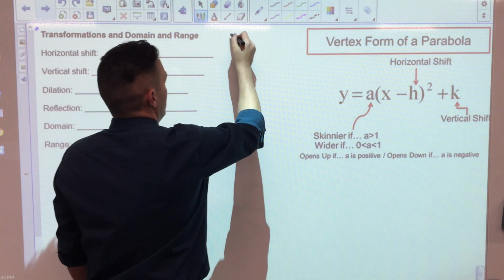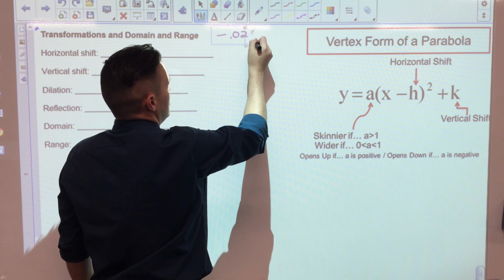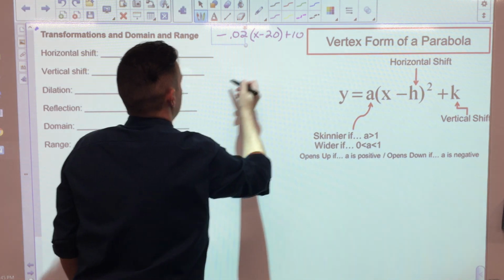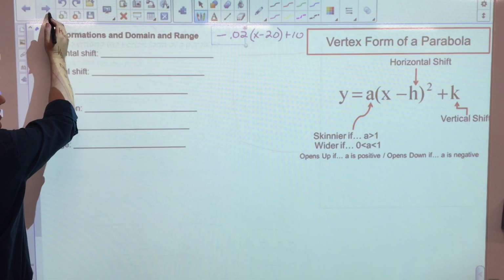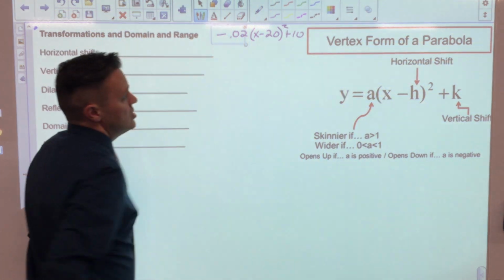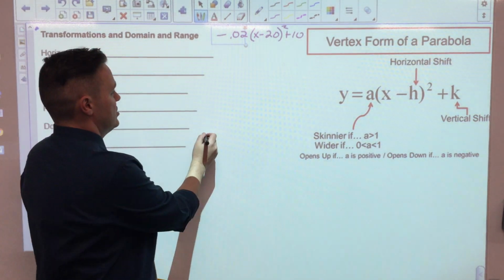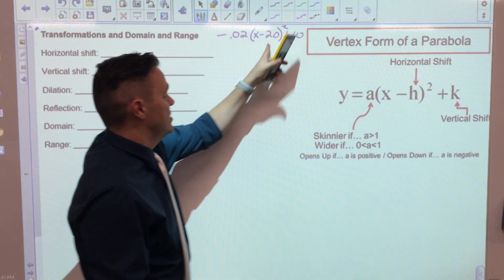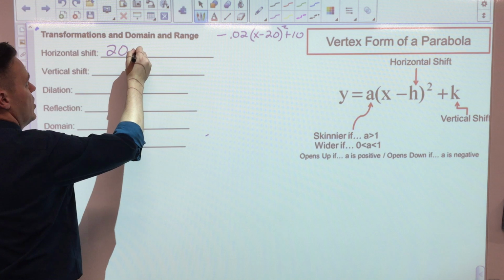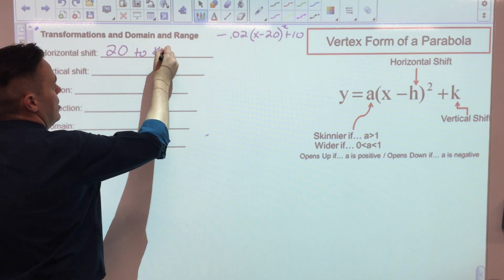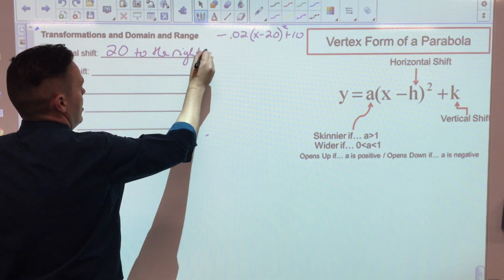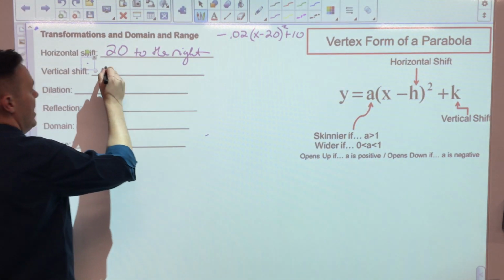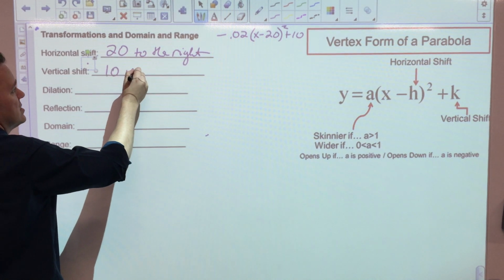All right, so negative 0.02 (x minus 20) plus 10. Make sure that's right. Yes, and squared. All right, so what I did that for, ladies and gentlemen, is compare. When it talks about horizontal shift, that is the h value. So for mine, it's 20 to the right. My vertical shift is the k value, it is 10 units up.